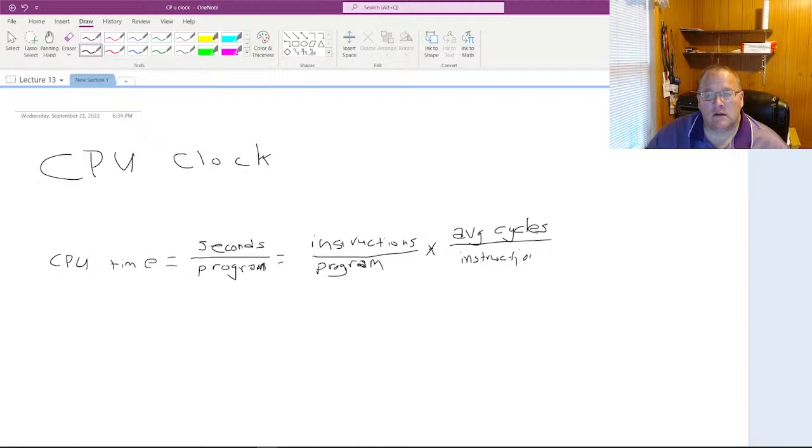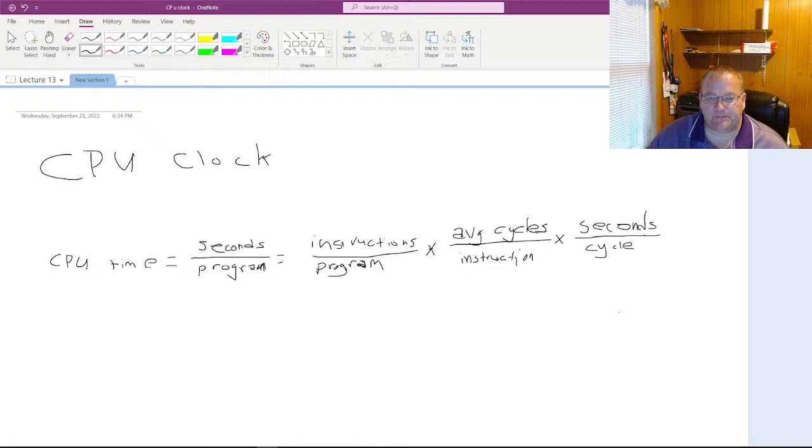Then most of you can guess what this third one is, because we can actually look at this. Instructions are crossed off. Program is here on the bottom, so that's what we want there. So we need seconds on top, and seconds per cycle. And that's usually represented in nanoseconds or milliseconds.